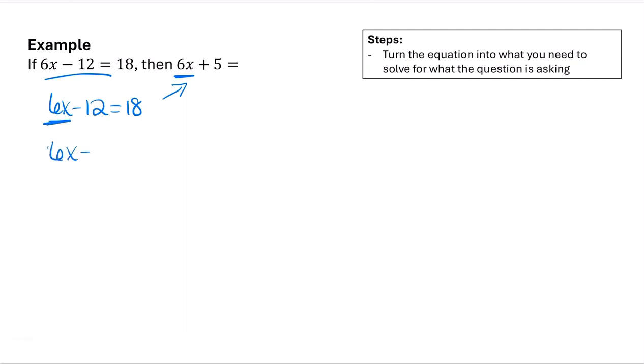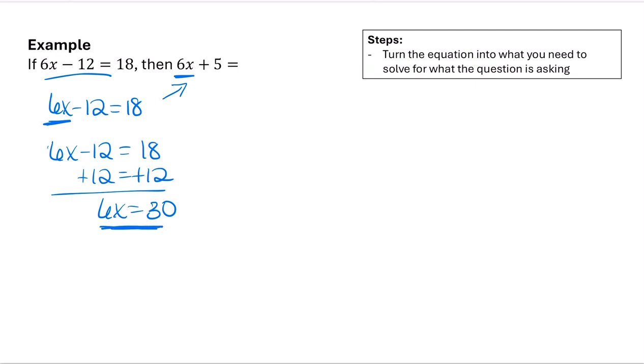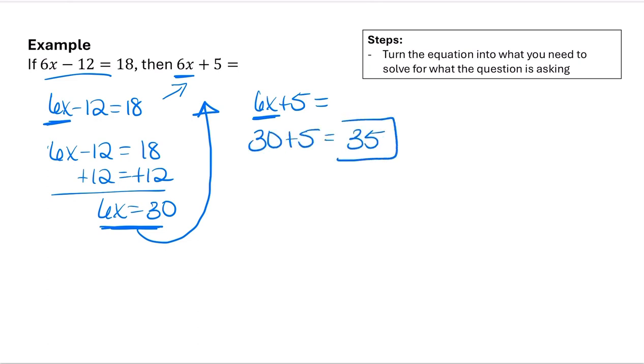So if I want to get 6x by itself, well, I know I can use my equality properties anytime in an equation. I can go ahead and add 12 to both sides, and I can get 6x equals 30. And so I can just take that 6x equals 30 and plug it into this equation. Okay, so I have 6x plus 5, and I'm trying to find what that equals. Well, instead of 6x, I already know that 6x equals 30. So I'm just going to plug that in, and I get 30 plus 5, which is equal to 35. So it's kind of like giving yourself a shortcut into solving these kinds of problems.